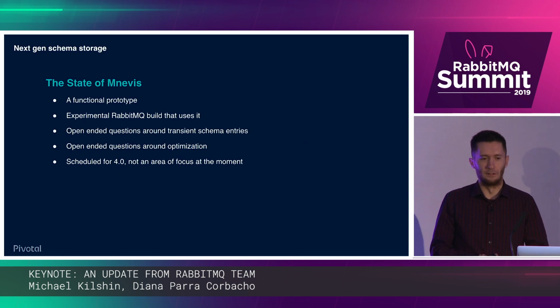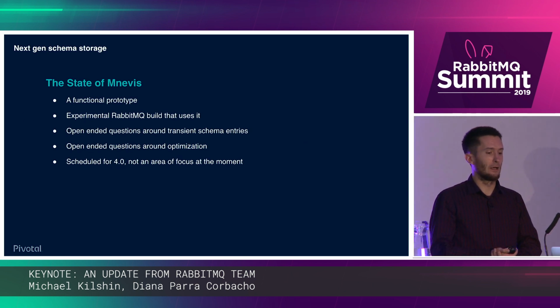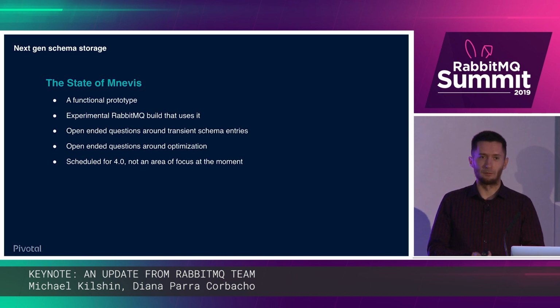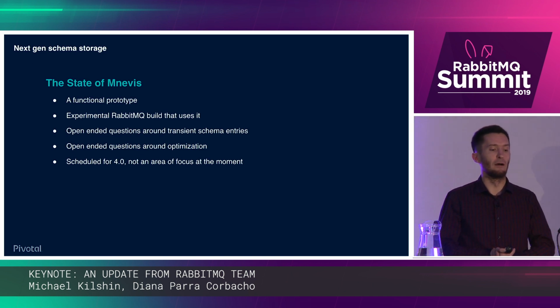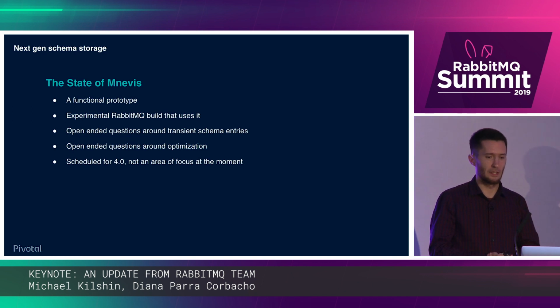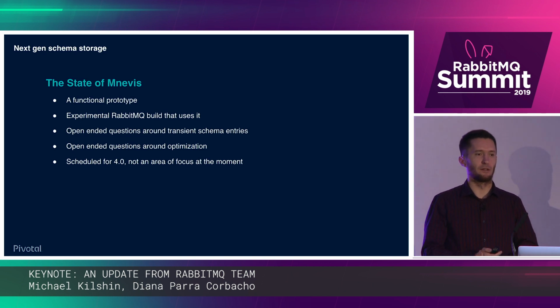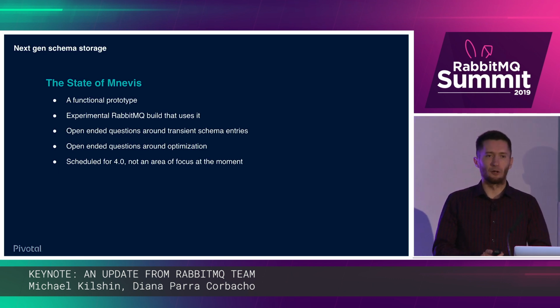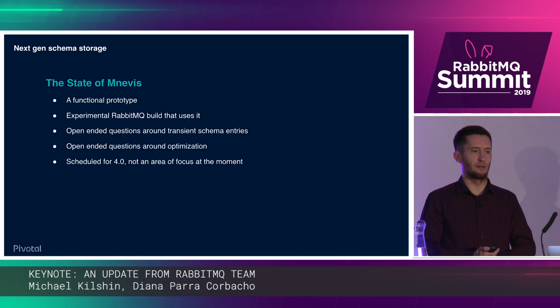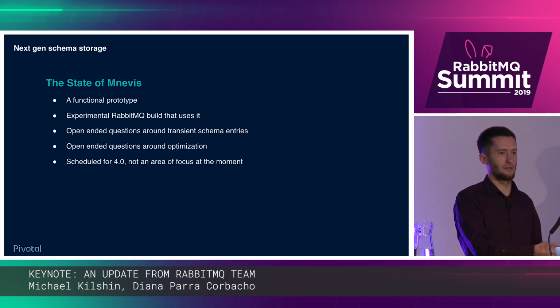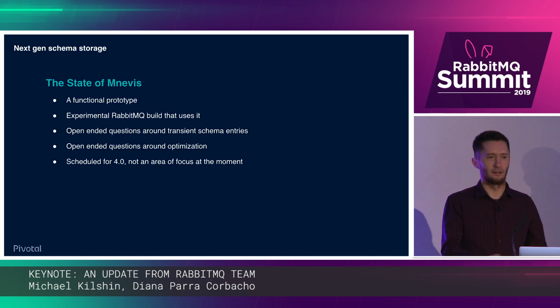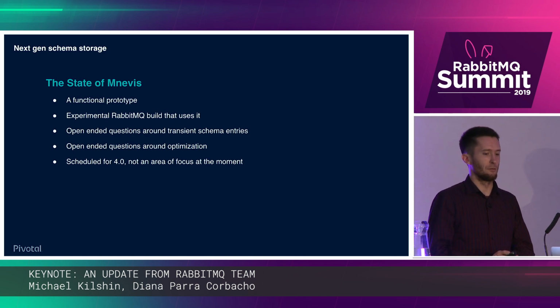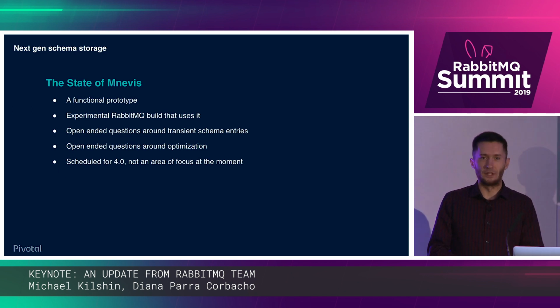So what's the state of Nevis? We have a functional prototype. We have an experimental RabbitMQ branch that uses it. And we have a couple of open-ended questions. So one is RabbitMQ has transient entities, so your exclusive queues and so on. They do not make sense in the context of Raft, as Diana already mentioned, because why would you want to replicate with certain consistency guarantees and put everything to disk if this thing is transient by design and that client can go away anytime? So should we support those things, or should we take a shortcut somehow?